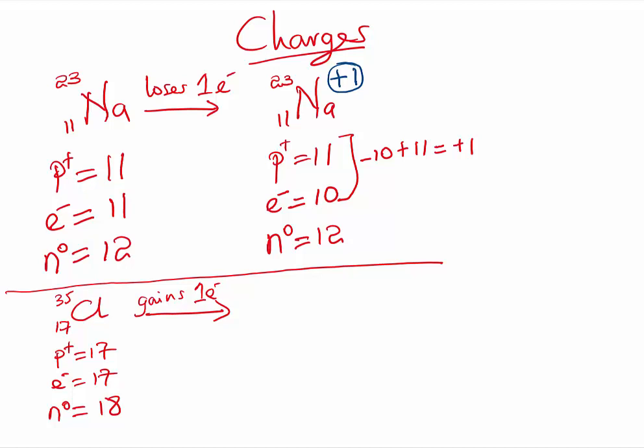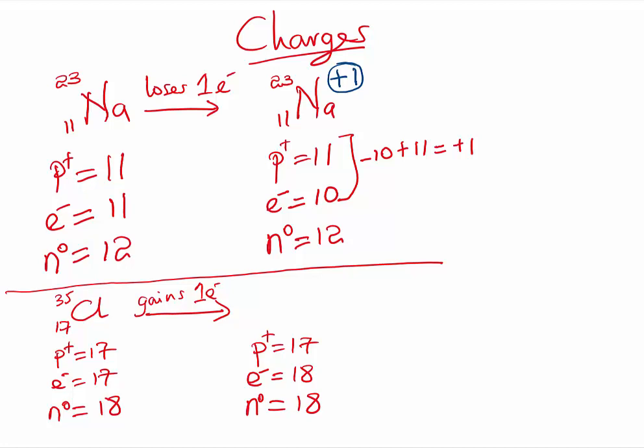If this chlorine gains one electron, what will become of this chlorine? Let us take a look at it. The number of protons, again, will remain unchanged. But now, one electron has been gained, so the number of electrons has ballooned to 18. The number of neutrons also will remain unchanged.